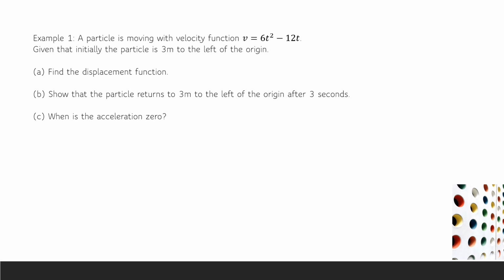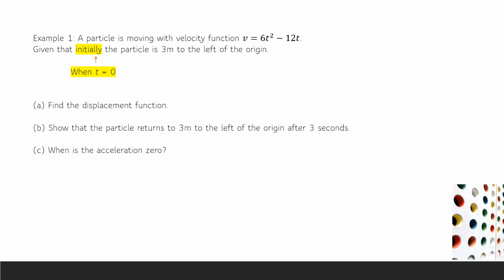So example 1, a particle is moving with velocity v equals 6t squared minus 12t, given that initially the particle is 3 meters to the left of the origin. We're going to find the displacement first and then we'll answer the rest of the questions. So let's break this down. Initially t equals 0, 3 meters to the left of the origin, that means that x equals minus 3.